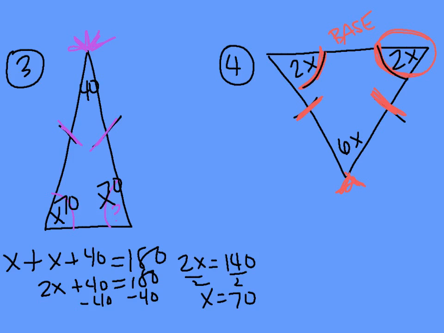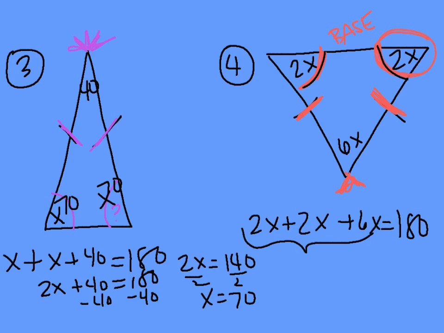So now we can set up a formula, because again the inside is equal to 180. So 2x plus 2x plus 6x equals 180. Combine your like terms. 10x equals 180 and x equals 18.